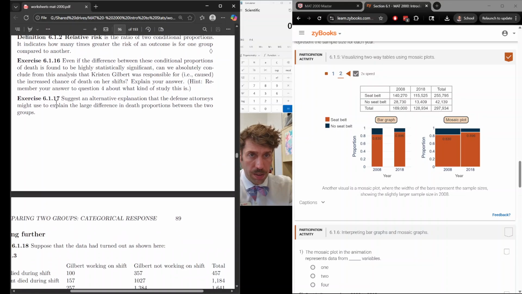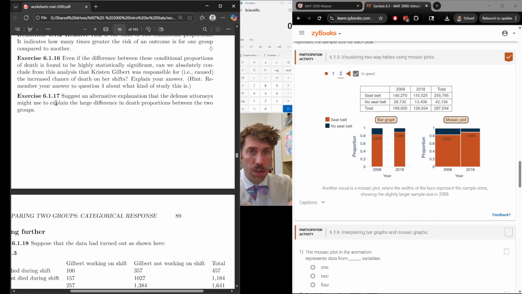So number 16, even if the difference between these two conditional proportions of death is found to be highly statistically significant, can we absolutely conclude from this analysis that Kristen Gilbert was responsible for, i.e. caused, the increased chance of death on her shifts? Explain your answer.